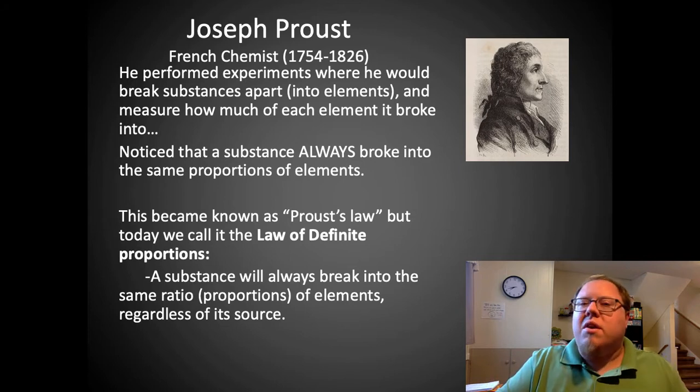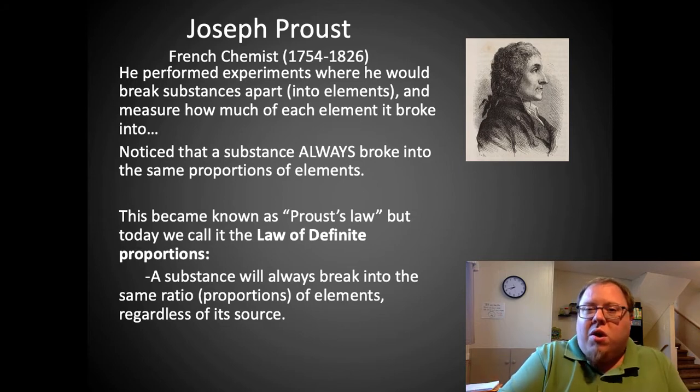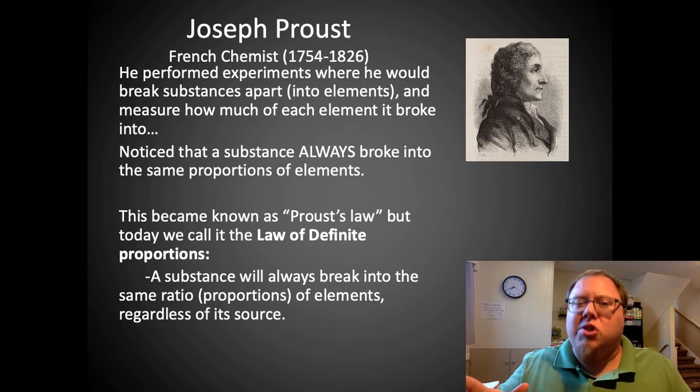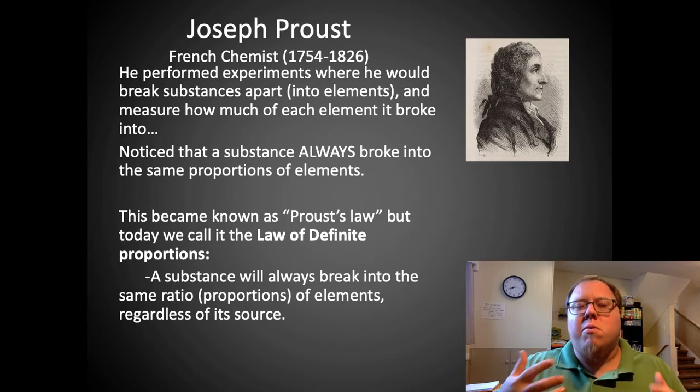Now he noticed that whenever a substance broke apart, it always broke into the same proportions of elements. So, for example, if he took 10 grams of a substance, magnesium chloride, he would always get the same proportions of magnesium and chlorine that he would if he broke apart 20 grams or 30 grams or 50 grams. He would always get the same percentages of the elements in each one. This became known as Proust's law. Today we call it the law of definite proportions.